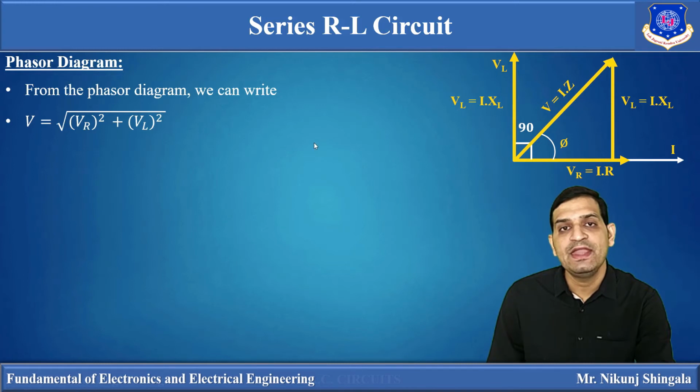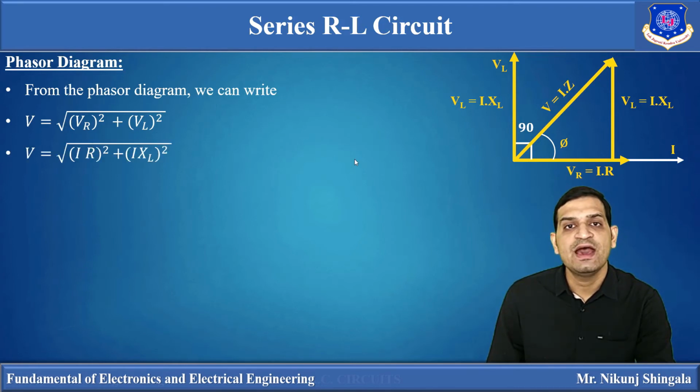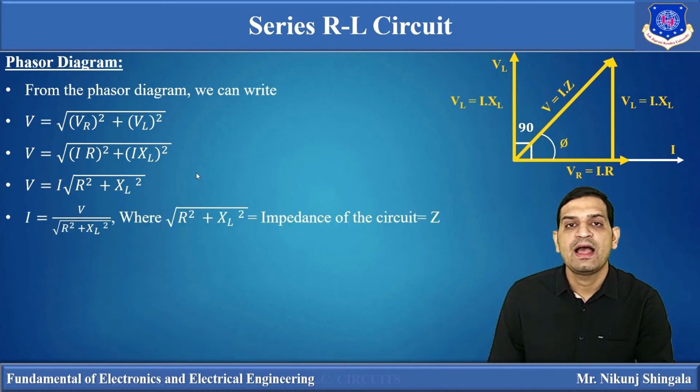Finding the magnitude of that, we can write V is equal to square root of VR square plus VL square. We know VR is equal to IR and VL is equal to I XL. Putting those values, V is equal to square root of (IR) whole square plus (I XL) whole square. Taking I common from the square root, V is equal to I times square root of R square plus XL square. So I is equal to V divided by square root of R square plus XL square.